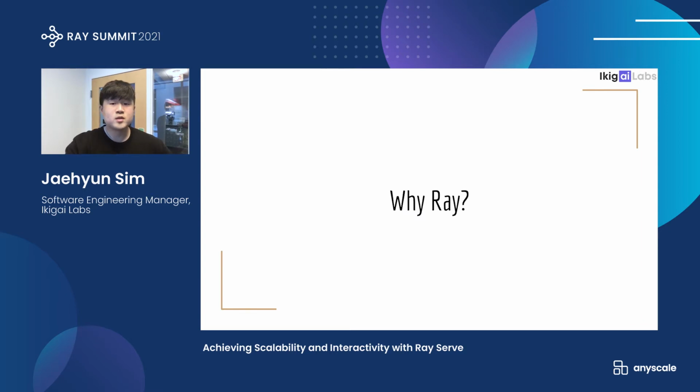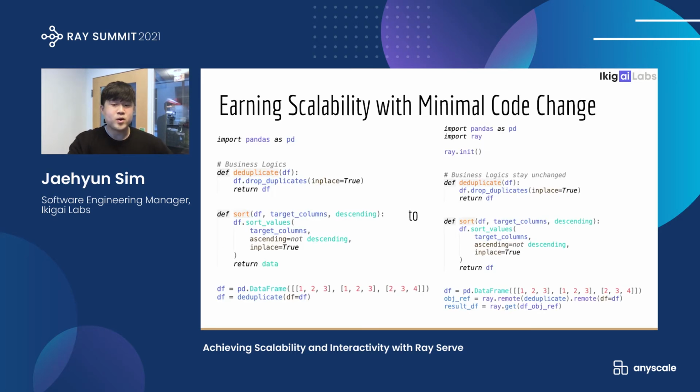So before we specifically talk about what kind of challenge we faced to achieve those three goals, we're going to quickly cover why we chose Ray in the first place. It was to earn massive scalability. Our company code base is primarily in Python, almost entirely in Python. And we wanted to earn massive scalability without having to completely overhaul our code base.